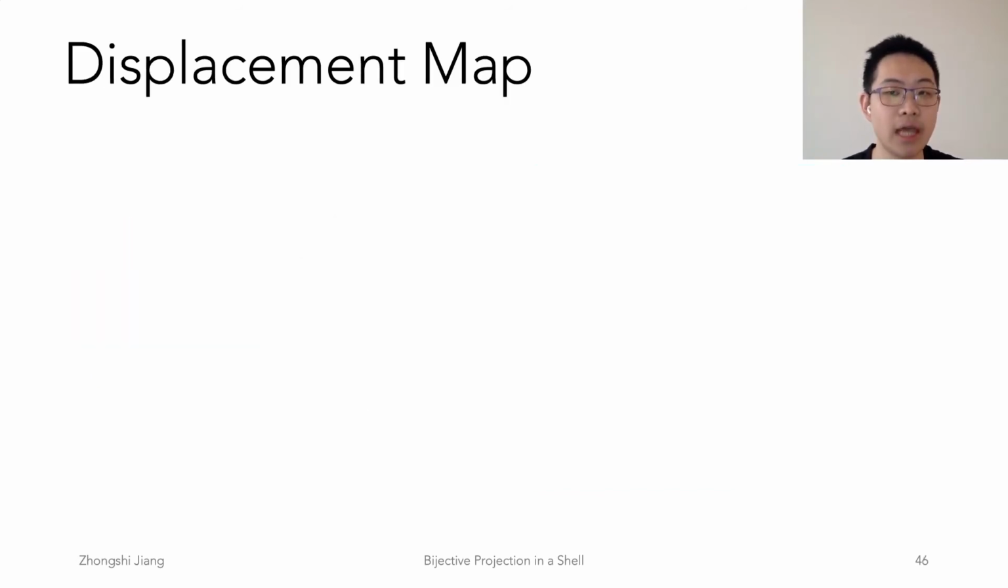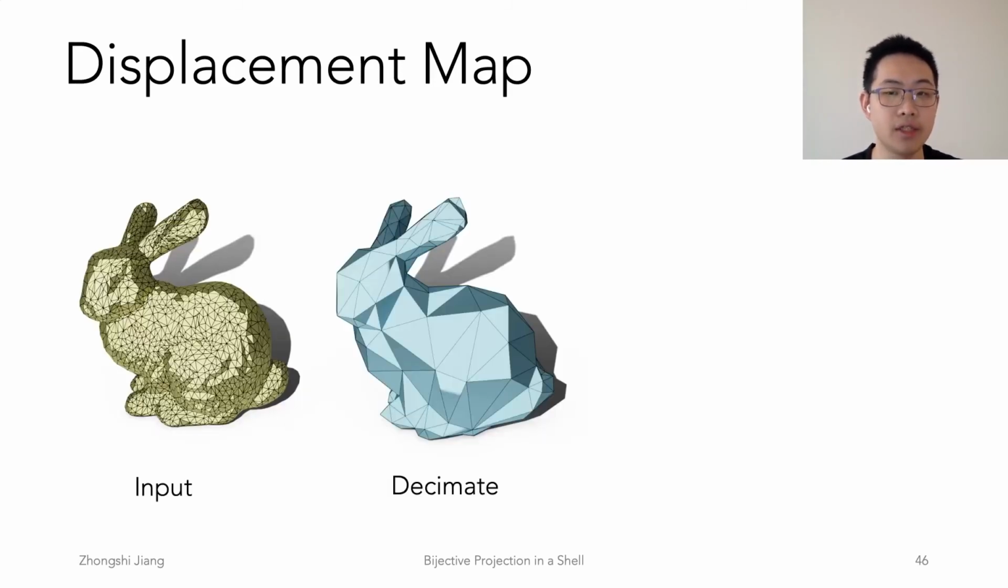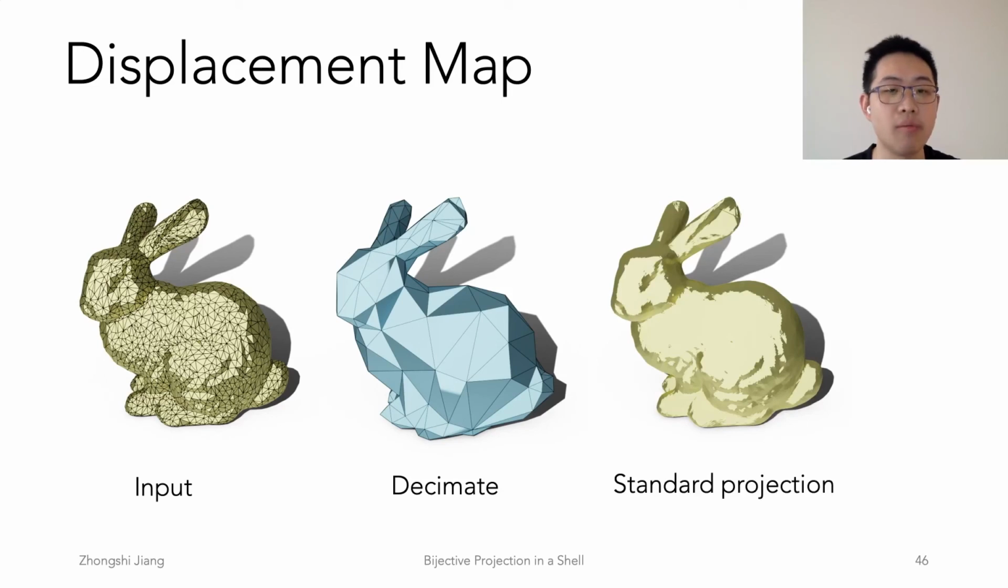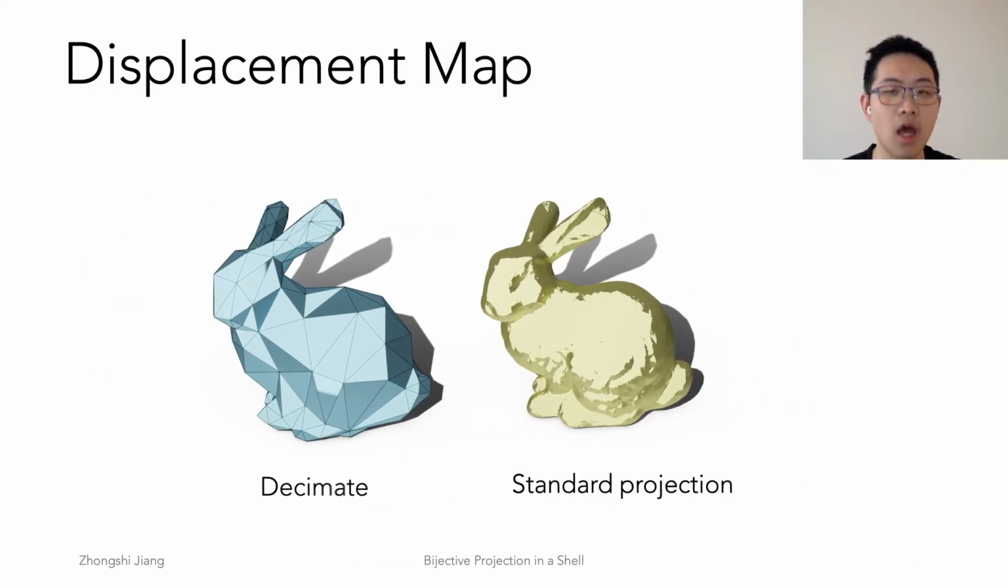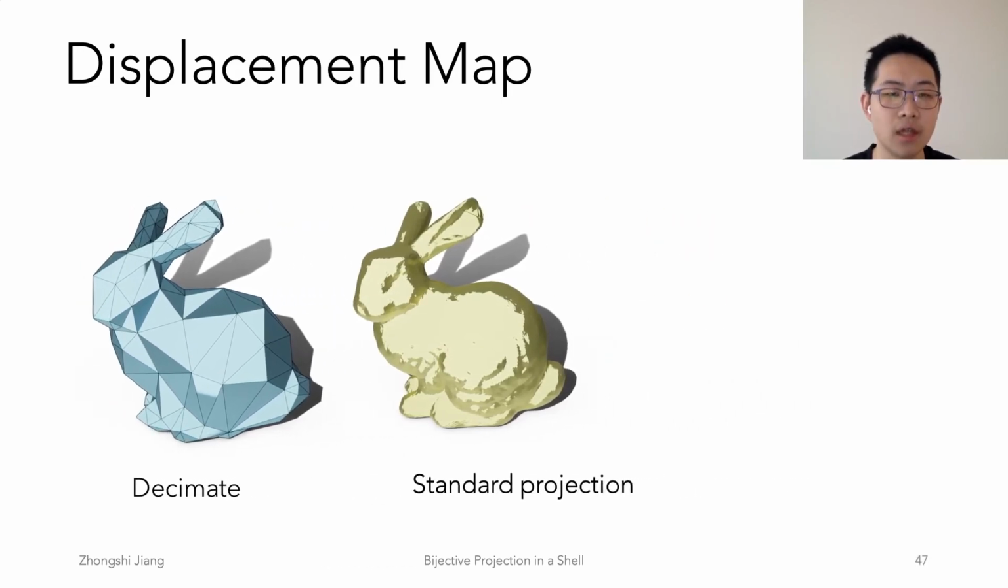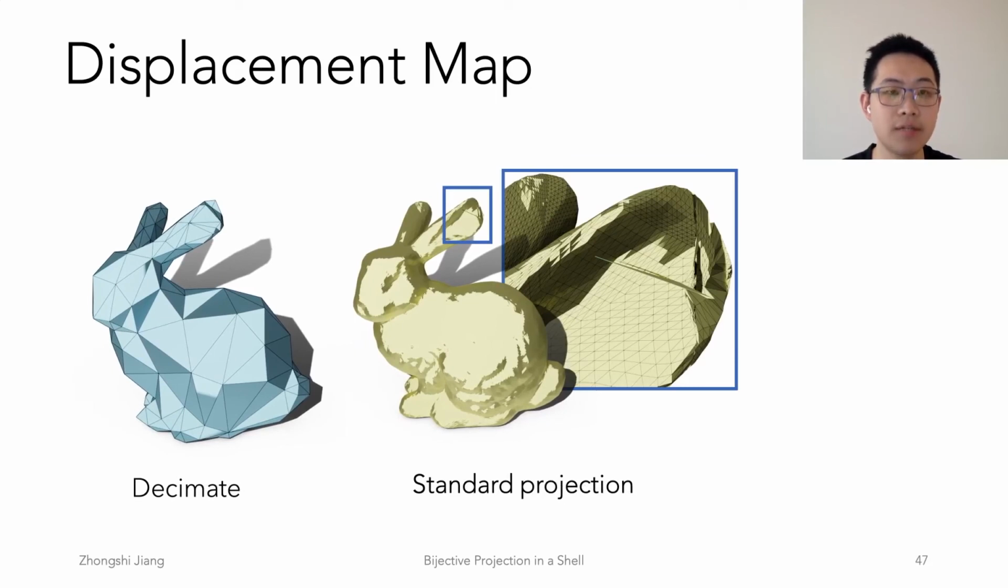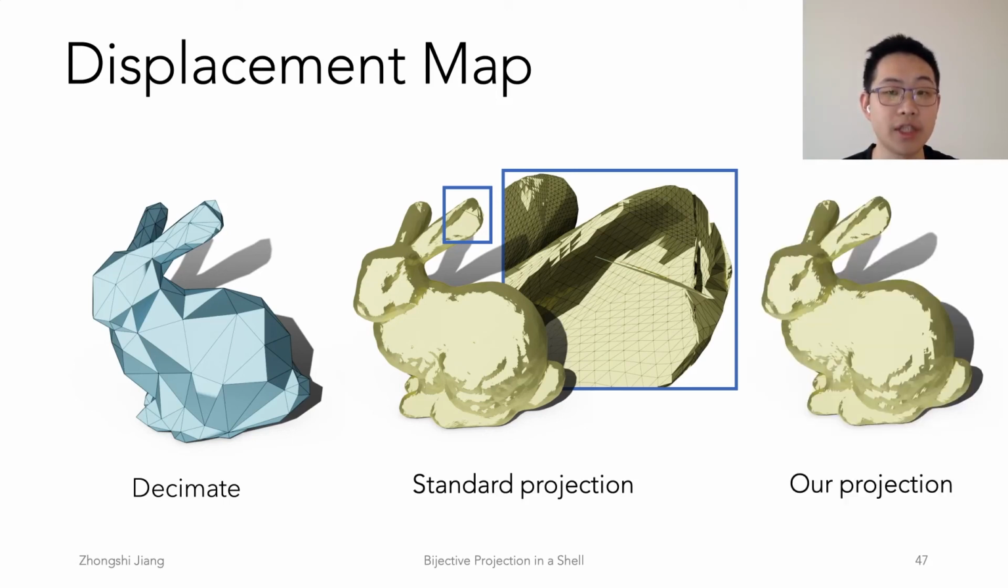Our projection can also be used to build displacement maps. A typical pipeline decimates the input mesh and densely samples on this simplified mesh to use standard projection to reconstruct the geometry. However, if you look at this closely enough, because the standard projection is not continuous nor bijective, there are artifacts like tearing. If we use our projection, the reconstruction will be smooth.